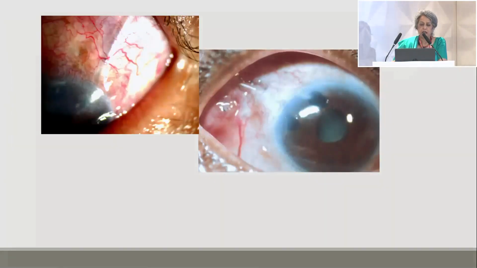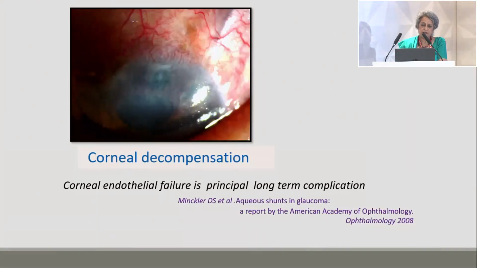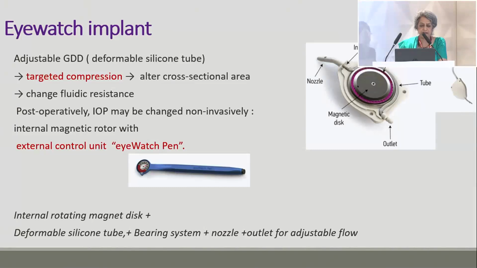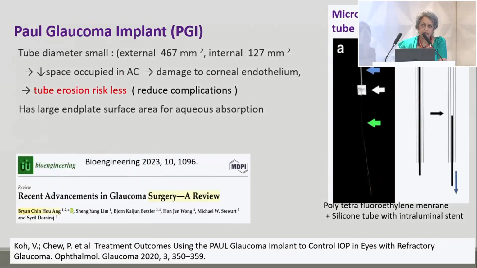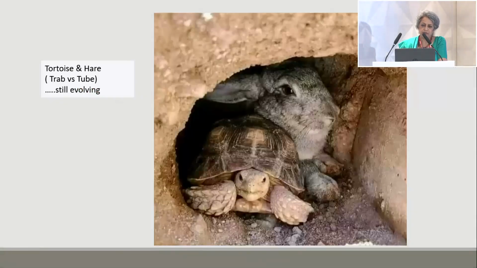You can use that. But we did find a lot of tube erosions over the last 10 years I've been seeing, and a patch graft I think is essential. Corneal decompensation is not a problem now because of our placement techniques. The new ones are the iStent implant, not yet available, but it would be beautiful if it were targeted compression with an iStent pen, and the Pearl glaucoma implant, which I believe is going to come. And here the tube erosion risk is much less, and because the space is a little bit less, the damage to the endothelium is less. Having said that, I obviously haven't used this, but it should be good.